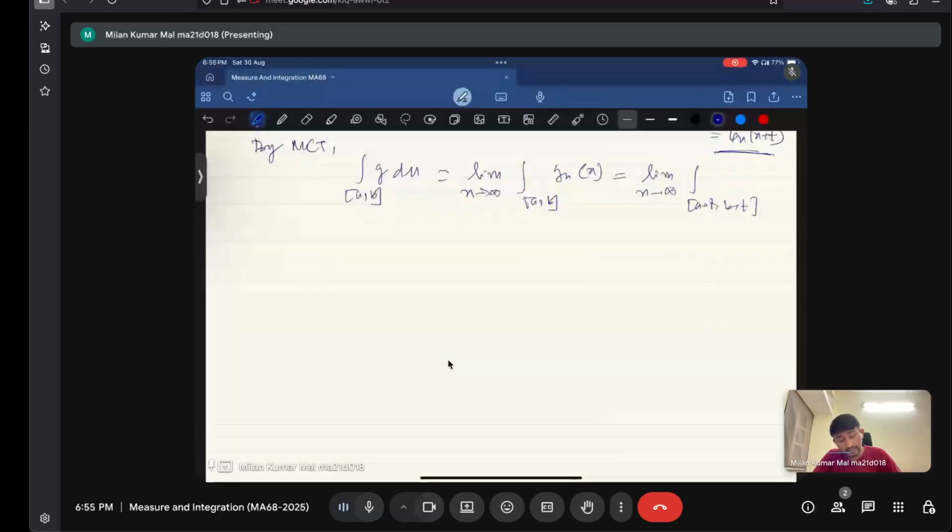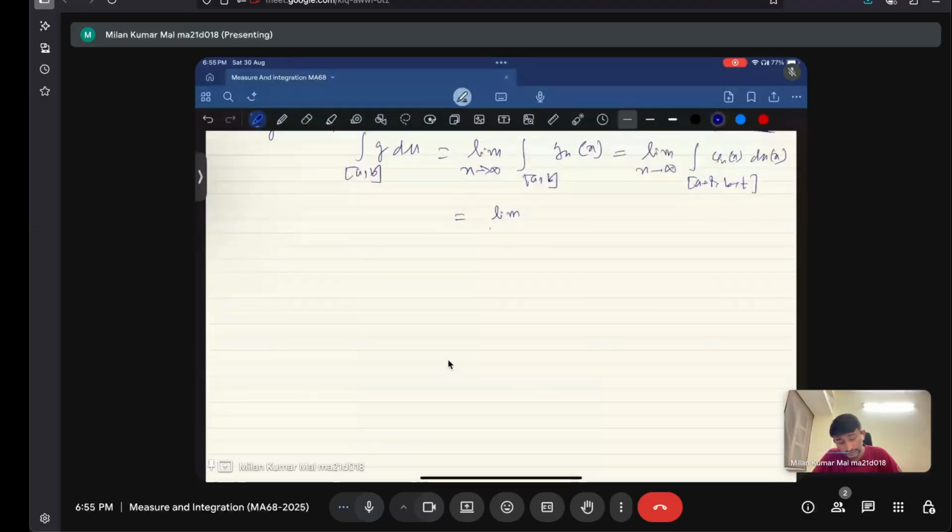So this can be written as, now phi n converges to x, so therefore one can write it as limit, and limit can be removed. Now using again the monotone convergence theorem, what we get actually is integration of (a plus t b plus t f)(x) d mu x. So this is true for a function.